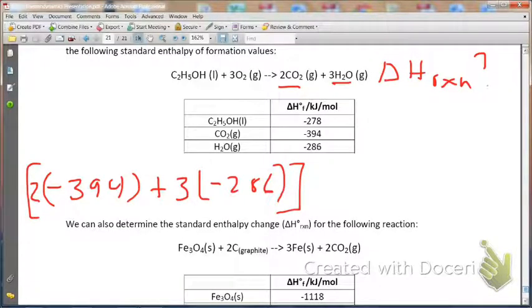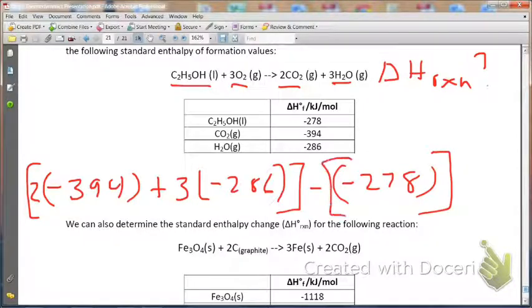And then we're going to multiply and add, and then subtract it from our reactant heat of formation values. So we have ethanol, which is negative 278, and there's only 1 mole of those, so we just multiply it by 1. And then our oxygen. But our oxygen is elemental. That's elemental oxygen. So it has, remember, 0 heat of formation value. So we don't have to include that in our equation.